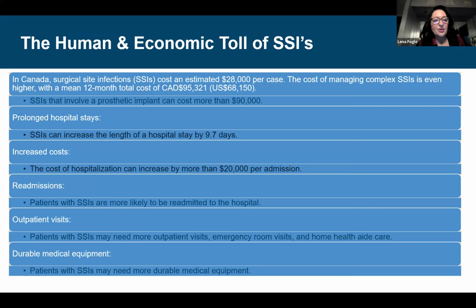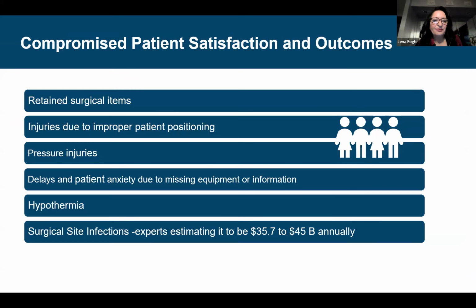There's increased cost per admission. Patients with SSIs are much more likely to be readmitted even after their original infection was treated. Patients with SSI need more outpatient visits. They occupy a lot more emergency room visits and home health aide care. Patients with SSIs may end up needing more durable medical equipment at home. And of course, all of the economic cost is borne by the taxpayers of Canada in these instances.